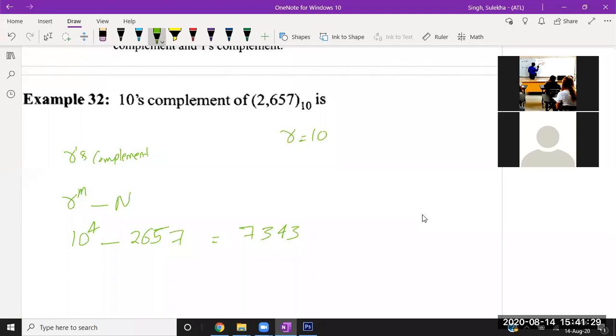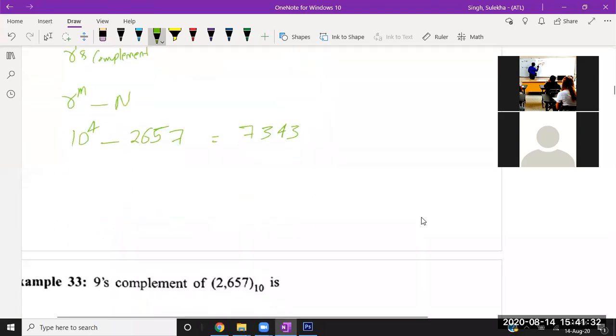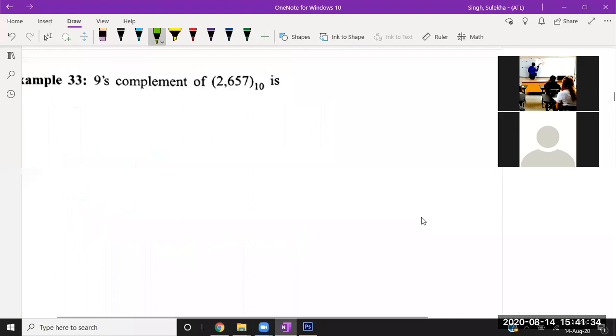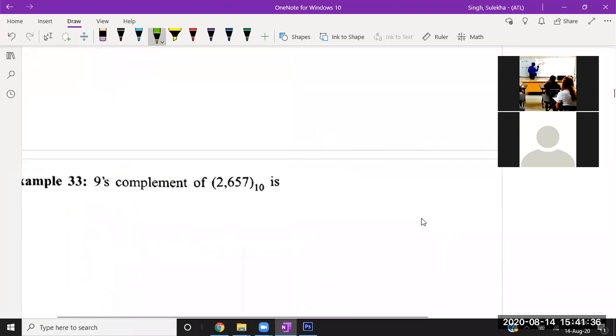In this case, R's complement is tens complement. Another thing is R minus 1 complement. The same example, same number 2657. If you want to calculate R minus 1 complement, in this case it is 9's complement, because this is 10 minus 1, and your value of R is 10.